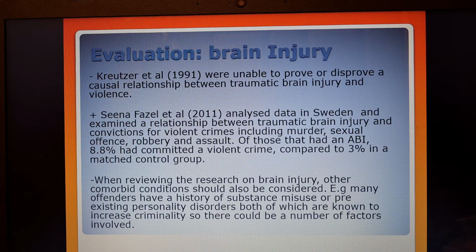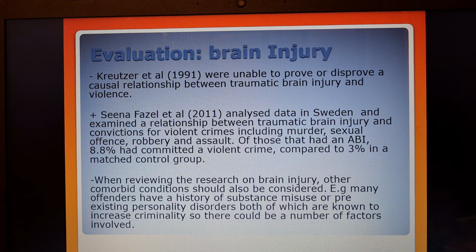Evaluation of the research on brain injury and obviously the link between criminal behaviour. A range of studies here. Kreutzer 1991 were unable to prove or disprove a causal relationship between traumatic brain injury and violence, and the research is still a little bit inconclusive. So this sort of goes against the explanation, because Kreutzer obviously found that there was no definite link between brain injury and criminal behaviour.